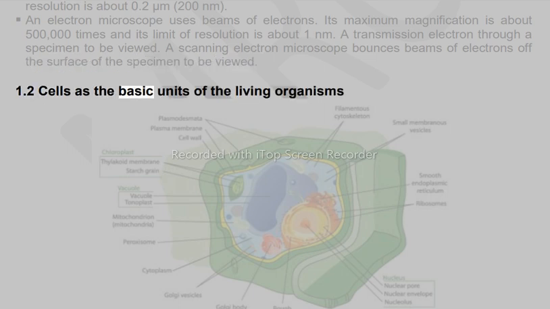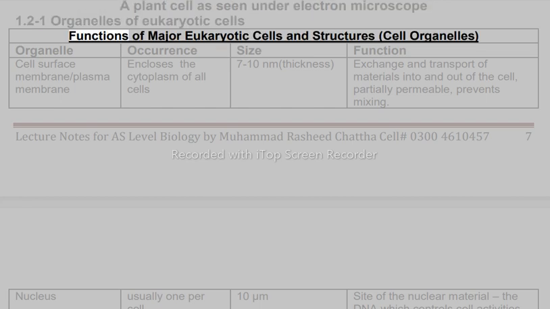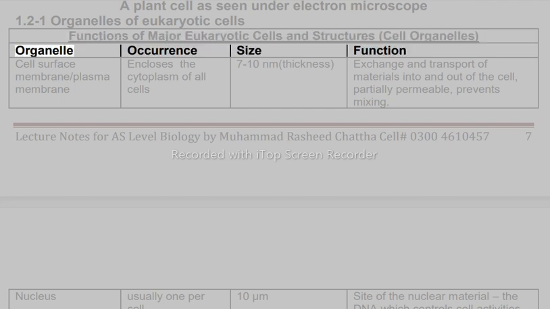A scanning electron microscope bounces beams of electrons off the surface of the specimen to be viewed. 1.2 Cells as the basic units of living organisms. A plant cell as seen under an electron microscope. 1.2 to 1 Organelles of eukaryotic cells. Functions of major eukaryotic cell structures. Cell organelles, occurrence, size.